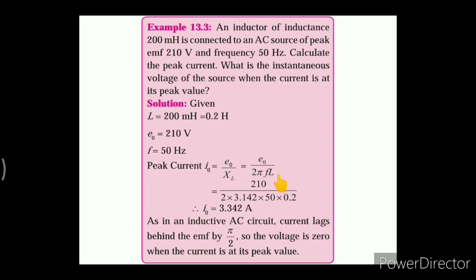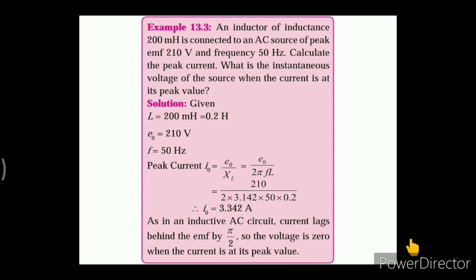After writing the formula, let's substitute the values. E0 is 210 volt, upon 2 into pi, which is 3.142, into F, which is 50, into L, which is 0.2 Henry. After the substitution, we solve it and obtain the value of the maximum current. The peak current I0 is 3.342 ampere.